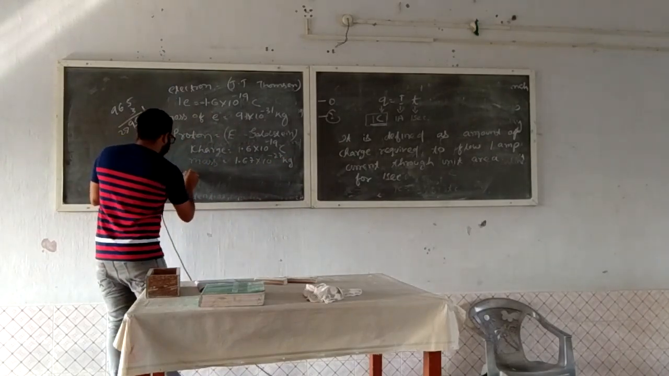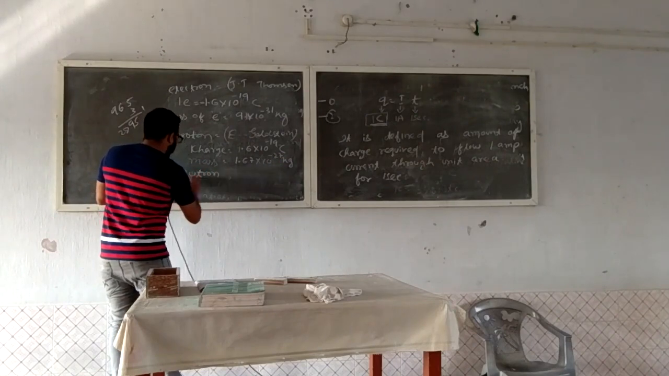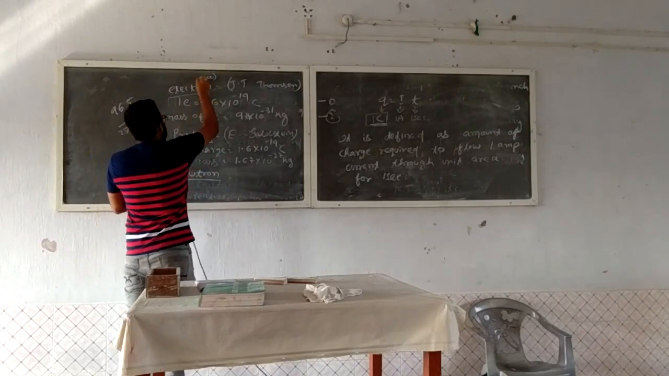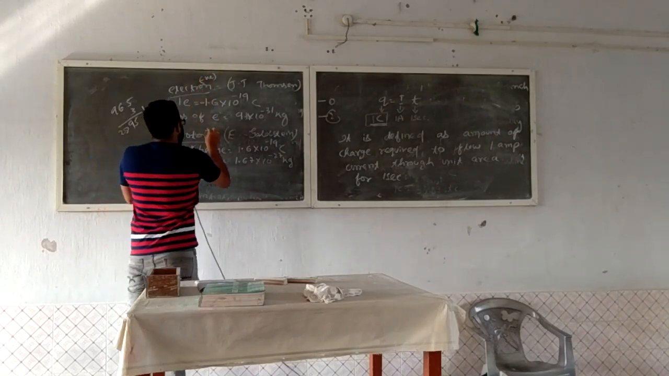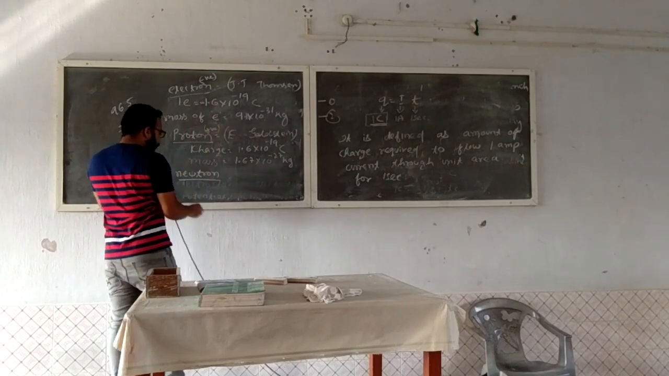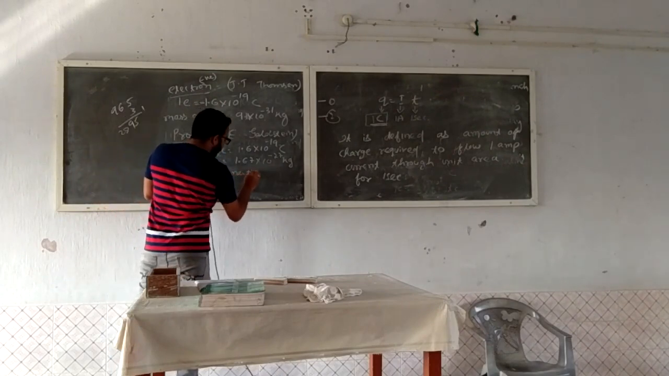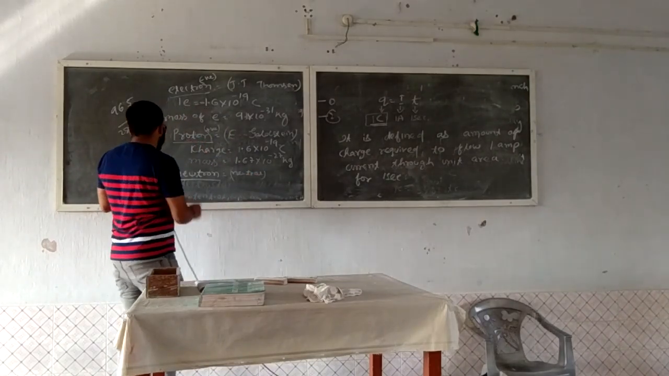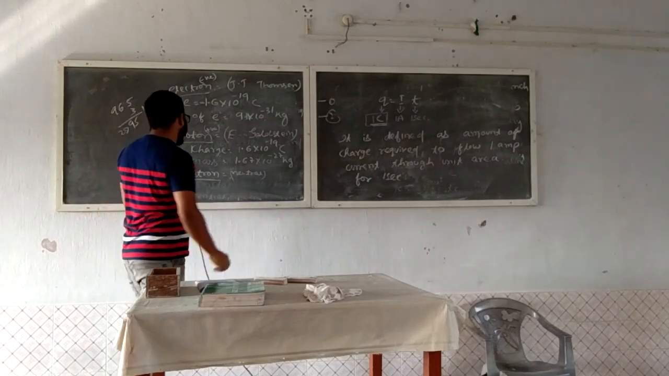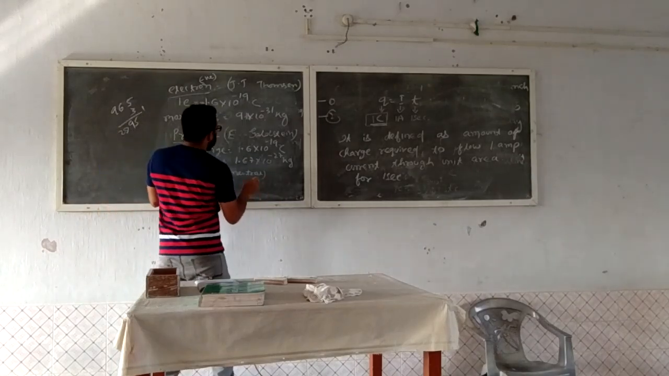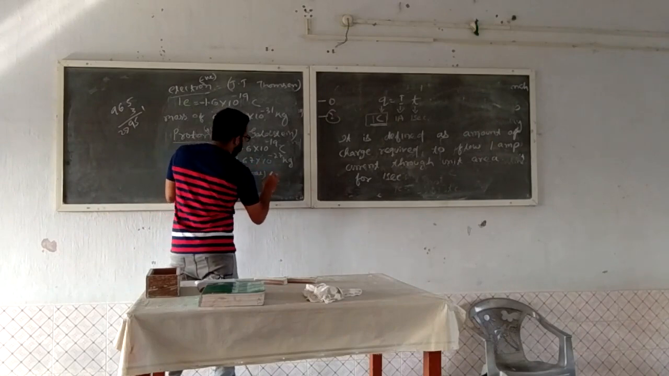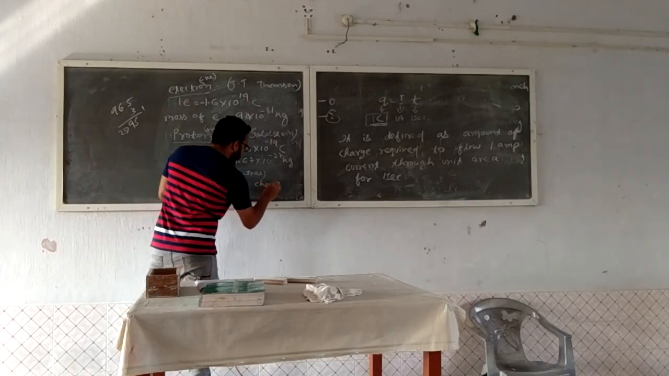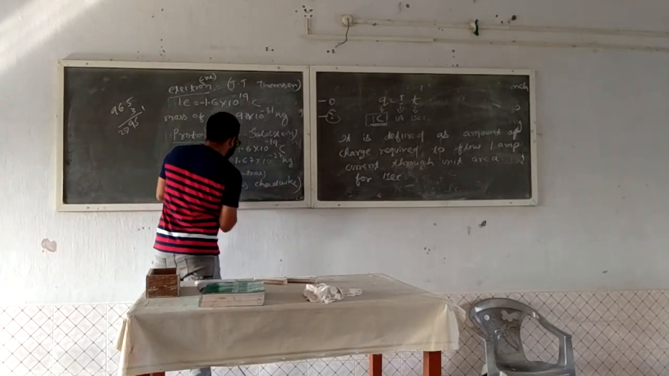Similarly, neutron. What is the charge of the electron? That is negatively charged. What is the charge of the proton? That is positively charged. And what is the charge of the neutron? That is neutral charge. Who is the scientist that discovered the neutron? He is James Chadwick.